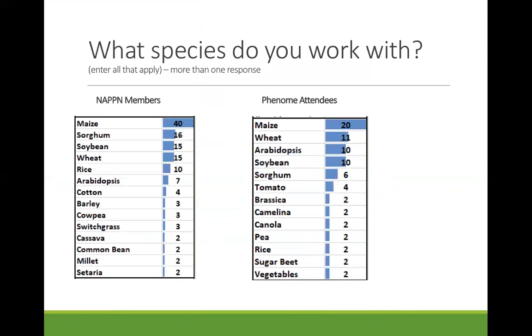We asked the question, what species do you work with? And we got a wide range of responses. Obviously, some of the major crops are up on top.